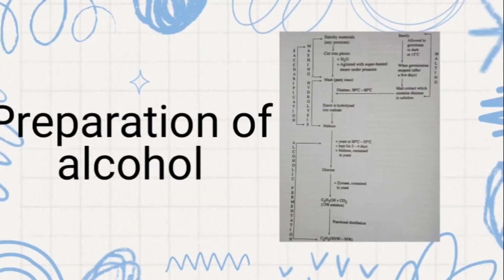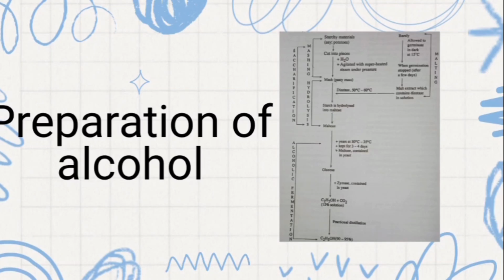Preparation of alcohol from starchy materials. From potatoes, for example, the potatoes are cut into pieces and then water is added, and this solution is agitated with superheated steam under pressure. This results in the formation of mash, which is a pasty mass, and then to this diastase is added, which is produced from barley that is allowed to germinate in darkness at 15 degrees centigrade.